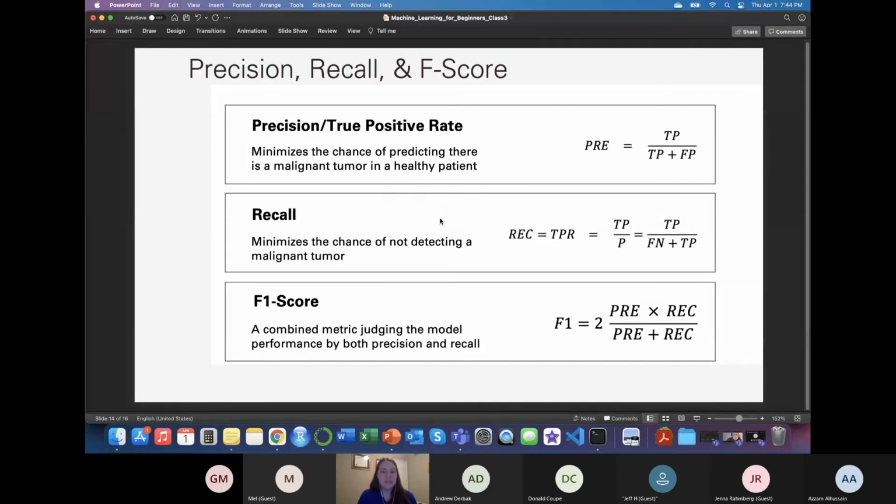That would be the same in the case that we're looking at today. We really want to get those repeat admissions individuals right more often. So we're going to weight that recall score versus that precision. And in general, they're the ones that are harder to predict.